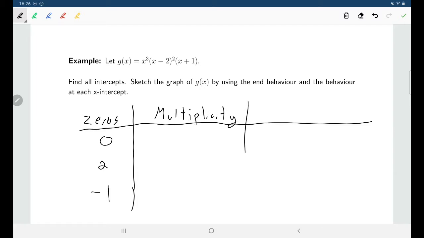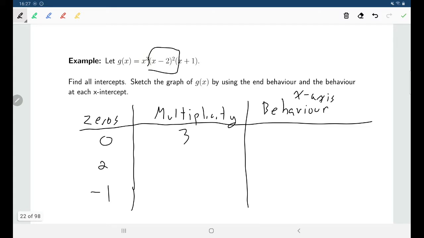And of course, the next thing to do is to talk about our multiplicity and the behavior at the x-axis for those points. So for x being 0, that came from x cubed, whose multiplicity is 3. X being 2, that came from (x - 2) squared, so multiplicity is 2. And x being -1, that came from (x + 1) to the power of 1, whose multiplicity is 1.